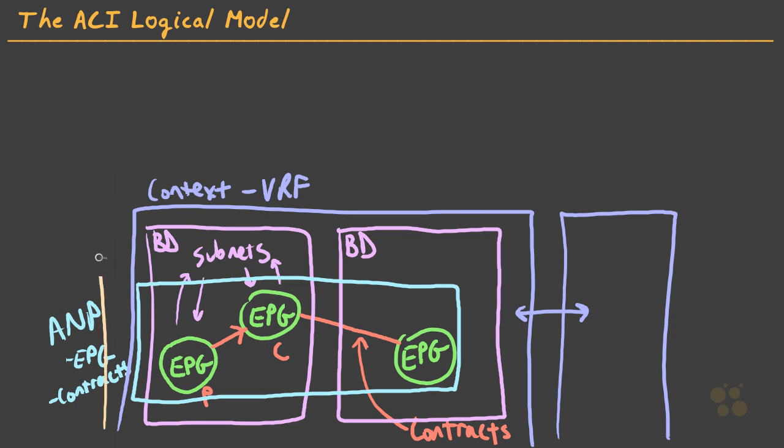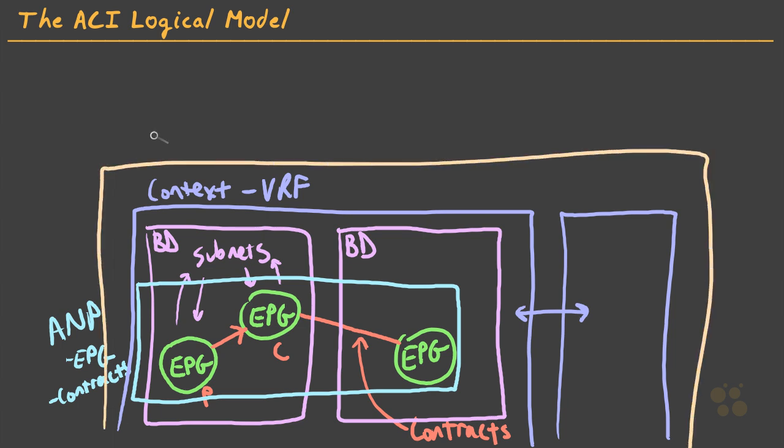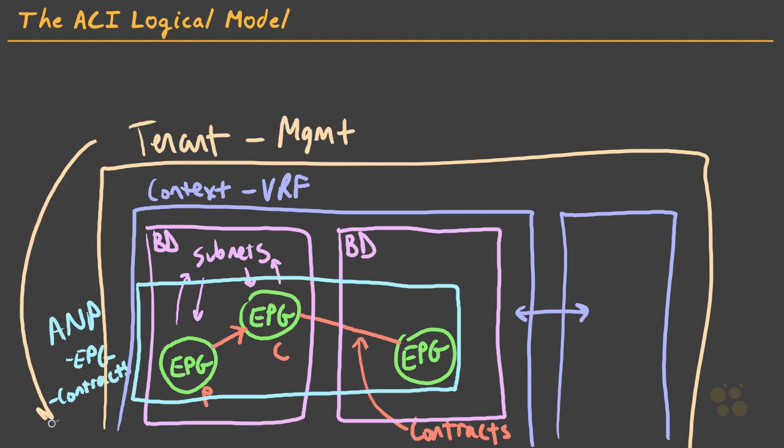Finally, the highest layer of the ACI logical model is the tenant. And the tenant doesn't have an equivalent to traditional networking because it's not a network or a technical construct. This is from a management perspective. We assign all of these building blocks to a tenant so that when a user logs into the ACI fabric, they aren't messing with other tenants' policies.